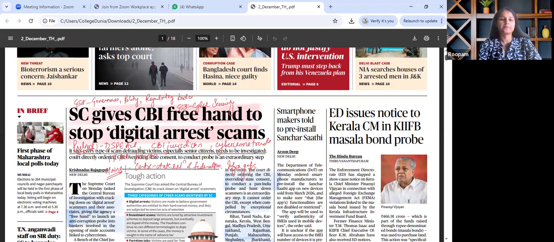So let's get started. The very first article that catches our attention in today's paper is about Supreme Court gives CBI free hand to stop digital arrest scams. Now, when we map this particular article in our syllabus, this will fall under GS Paper 2, Governance, Polity, Regulatory Bodies, and also very much relevant with regard to GS Paper 3, Cyber Security.